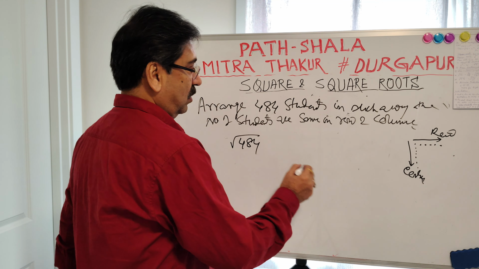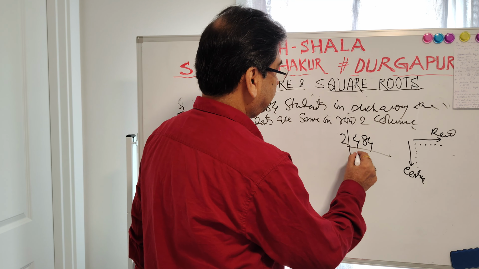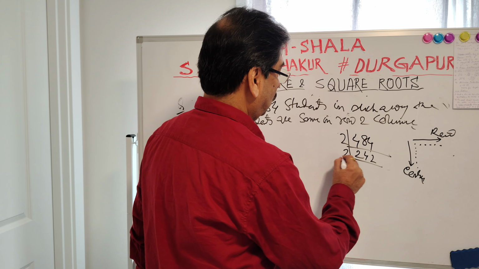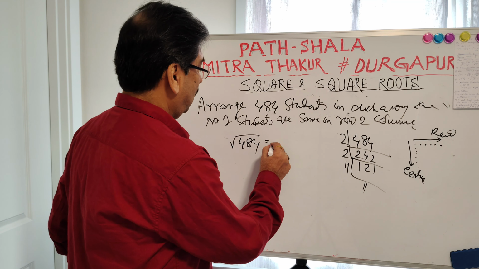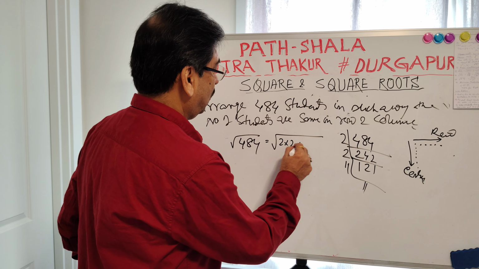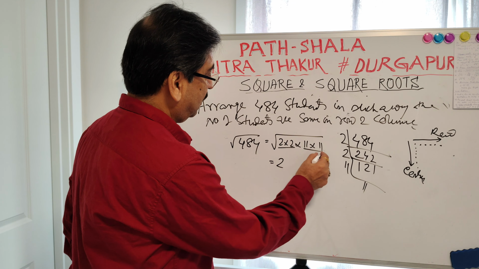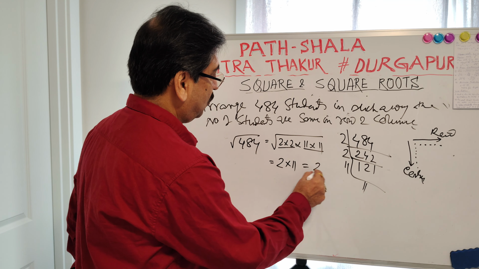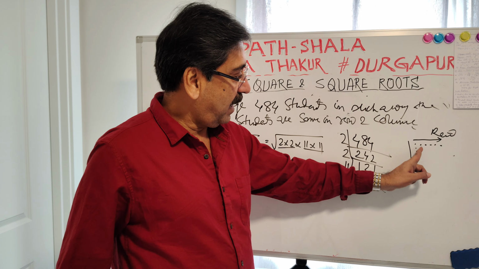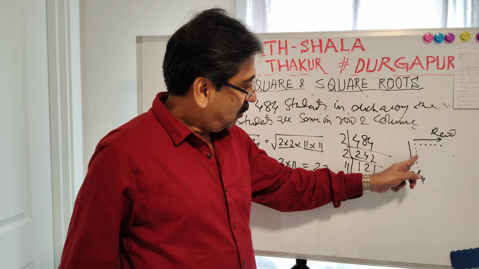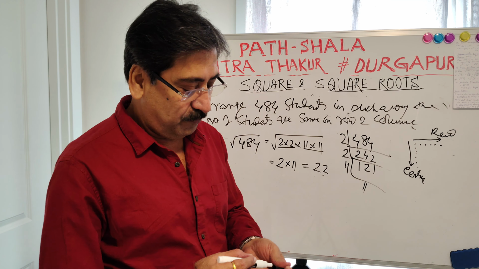484 square root. So then after prime factorization, 484, 2, 4, 2, 2, 1, 2, 1, 11, 11. So 484 is equal to root over 2 into 2 into 11 into 11. So for this pair I will take 2 only. For this pair I will take 11 only. So it will come 22. So here 22 students will be placed in the row and 22 placed in the column. In each and every column there are 22, in each and every row there are 22 students.